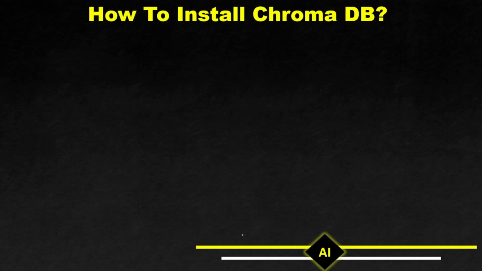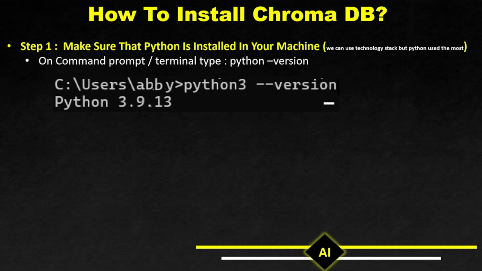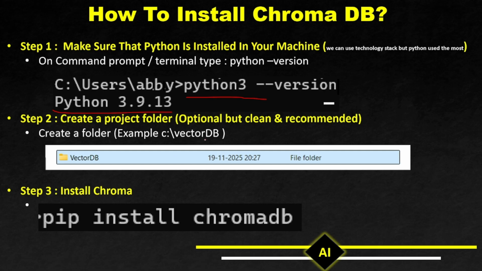We now understand what Chroma is, what company owns it, what the market share is, and so on. Let's try to understand how to install Chroma on our machine. First of all, you have to have Python there. So you need to check whether your machine has Python or not. You can go to the command prompt and check python3 --version, and it will give you the Python version there.